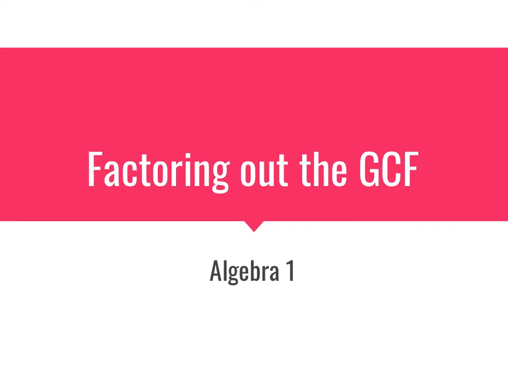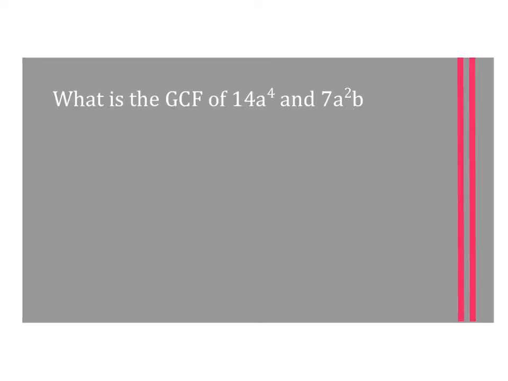In this lesson, you are going to learn how to factor out the GCF out of a polynomial. So this first one, I'm going to remind you of what is the GCF of 14a to the fourth and 7a squared b. So when we've done this problem in the past, we always made factor trees for our coefficients.